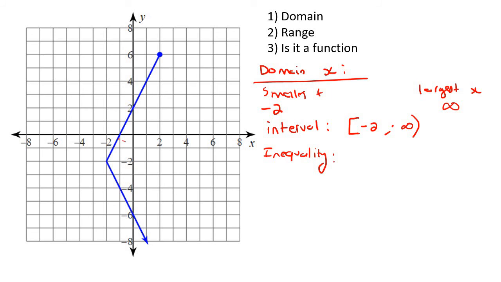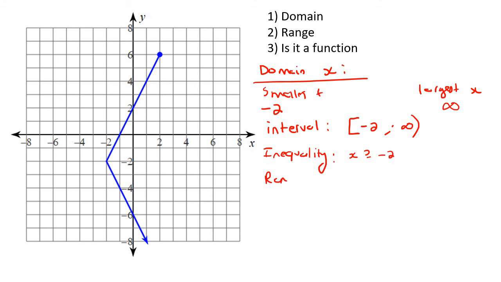If you use inequality, then you would say x is any number bigger than or equal to -2. What does that mean? It means that x can be -2 or bigger. So -2, -1, 0, 1, 2, 3, 4, 5, 6, 7, and all the way to infinity. So x can be anything bigger than or equal to -2.